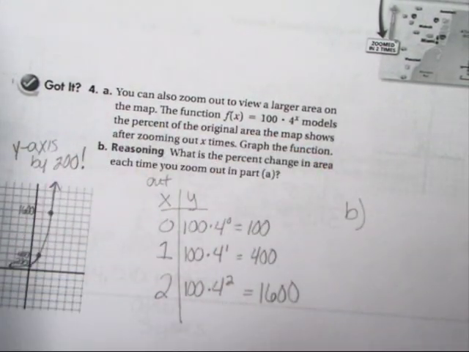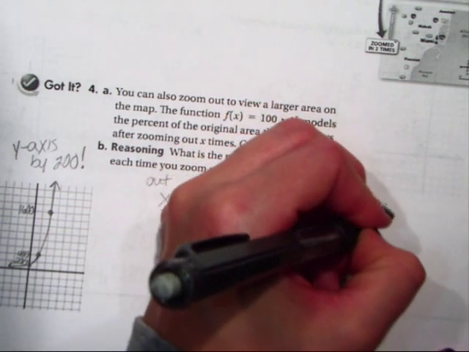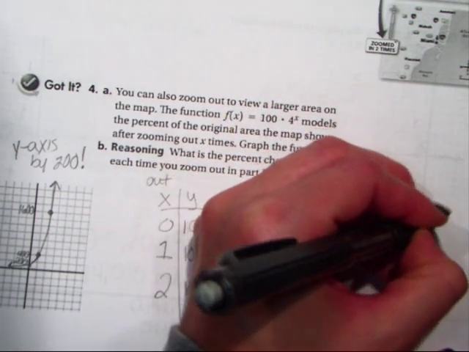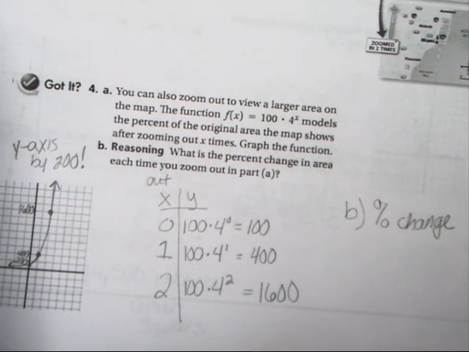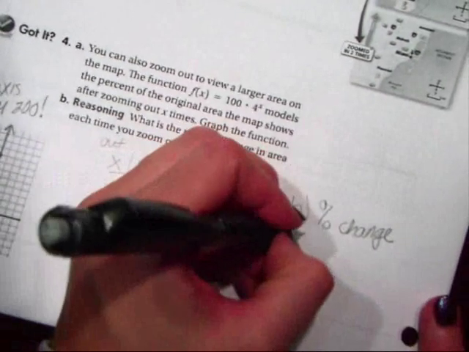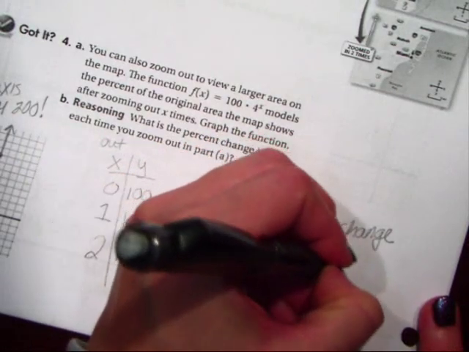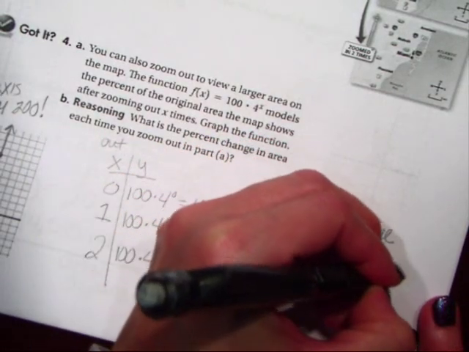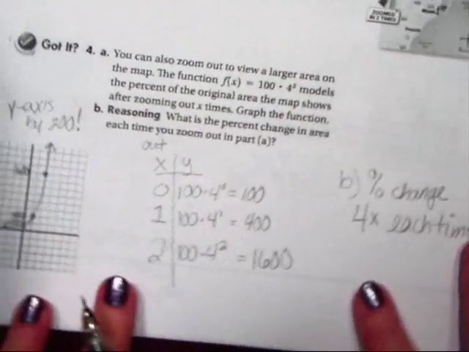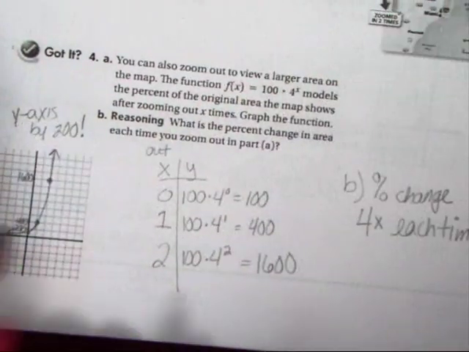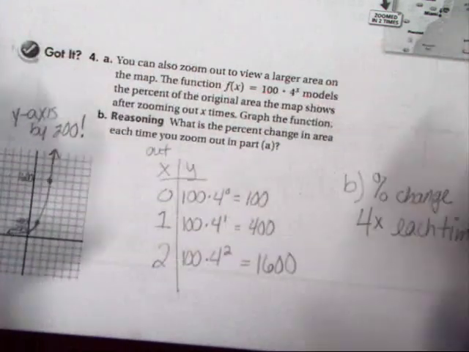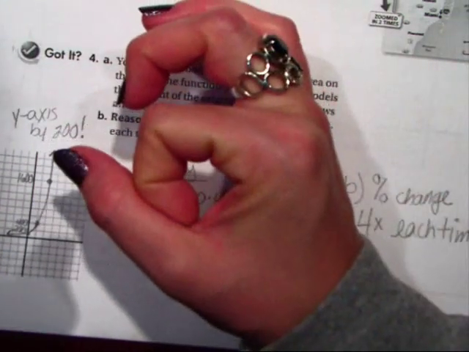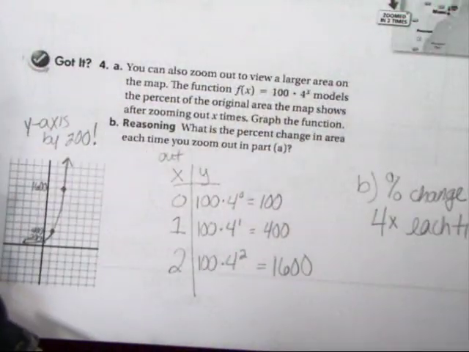Part B asks, what is the percent of change? Well, Mr. Lank has taught you how to do percent of change, but I'm going to help you out. I hope you notice it's going in 4 times each time, right? Excuse me, every time you zoom out, your land is getting 4 times as big. So if it used to look like this, now it's going to zoom out even more, you're going to see even more of it, okay?